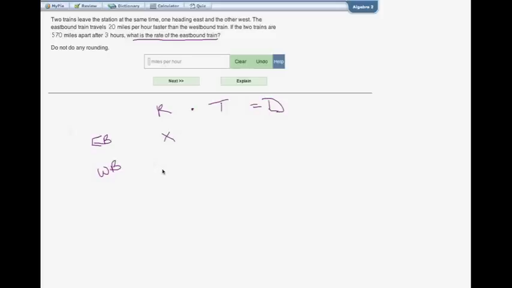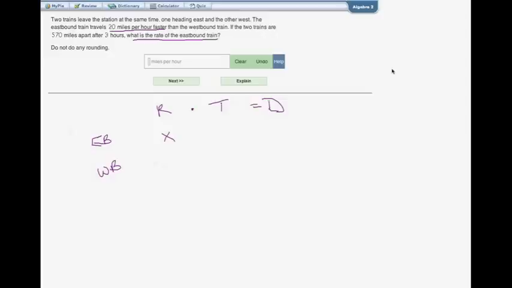Okay, do we know anything about the rate of the westbound train? Let's see. The eastbound train travels 20 miles per hour faster than the westbound train. So if the eastbound train is x, and that's 20 miles per hour faster than the westbound train, then the westbound train must be x minus 20. No, x plus 20? X minus 20.